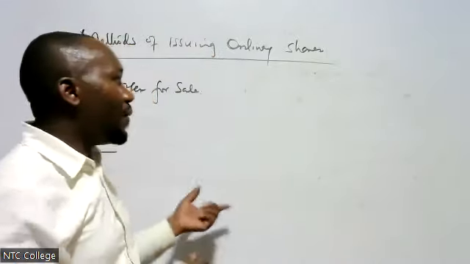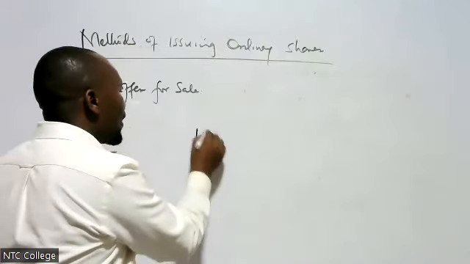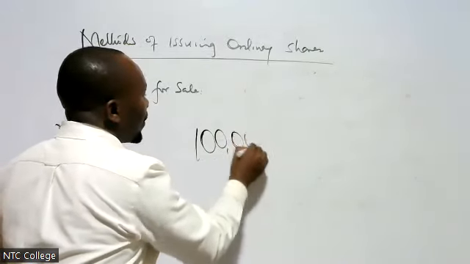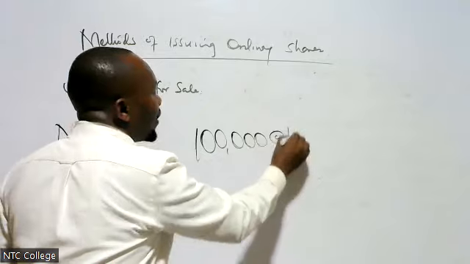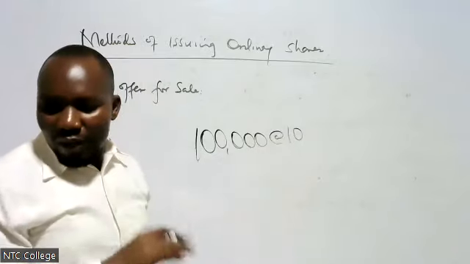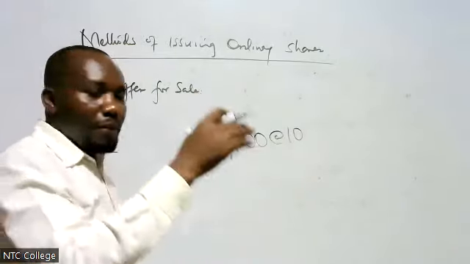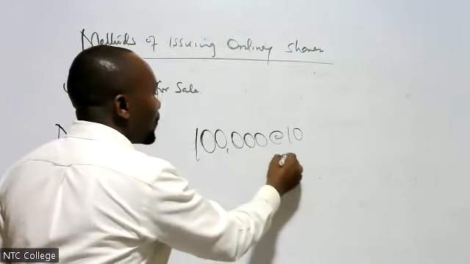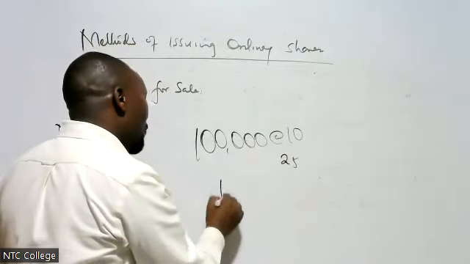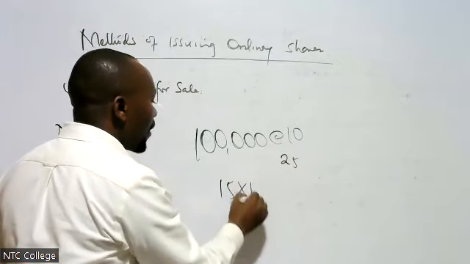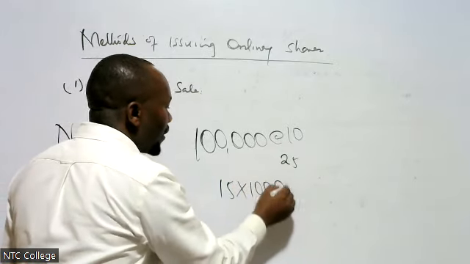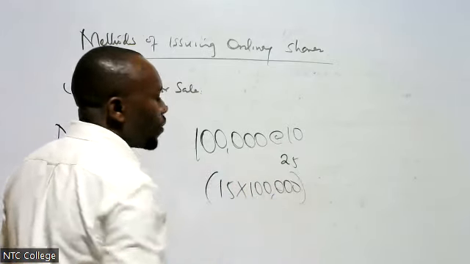So you can buy a share. Let's say that you can manage to buy even 100,000 shares, maybe at 10 shillings. You keep the shares, and when it goes up, you go and sell it at 25 each. So you are going to make a profit of 15. 15 shillings times 100,000. How much is that? That is a good amount of money.